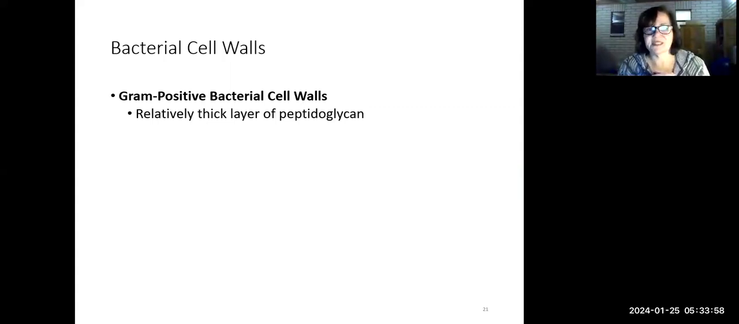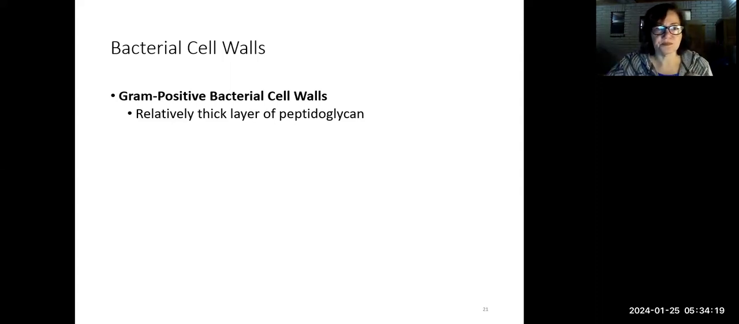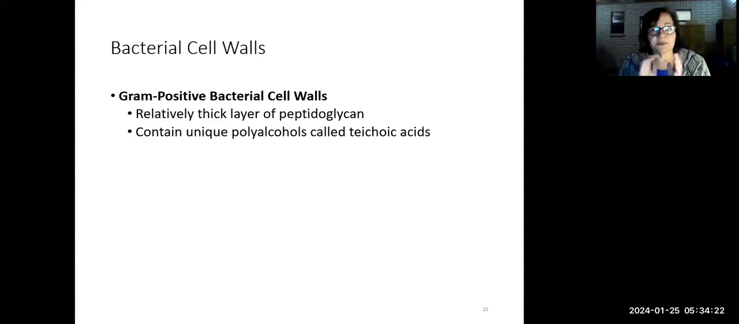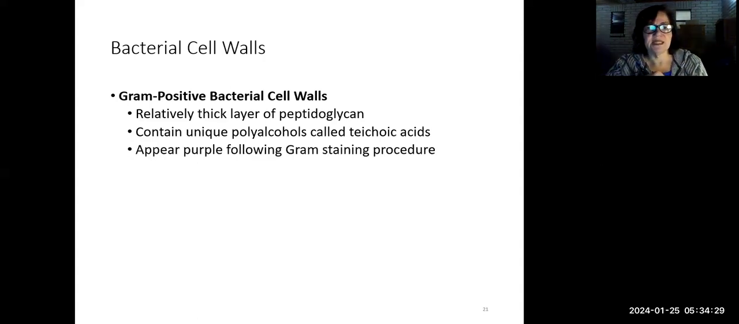This gram-positive cell wall is pretty thick, and this is the functional explanation for why this kind of bacteria takes that purple stain so well. Because this very thick peptidoglycan layer, that's what takes up this purple stain. So we've got peptidoglycans. There are also some structures called teichoic acids here. And as I've mentioned, they appear purple after the gram staining procedure.